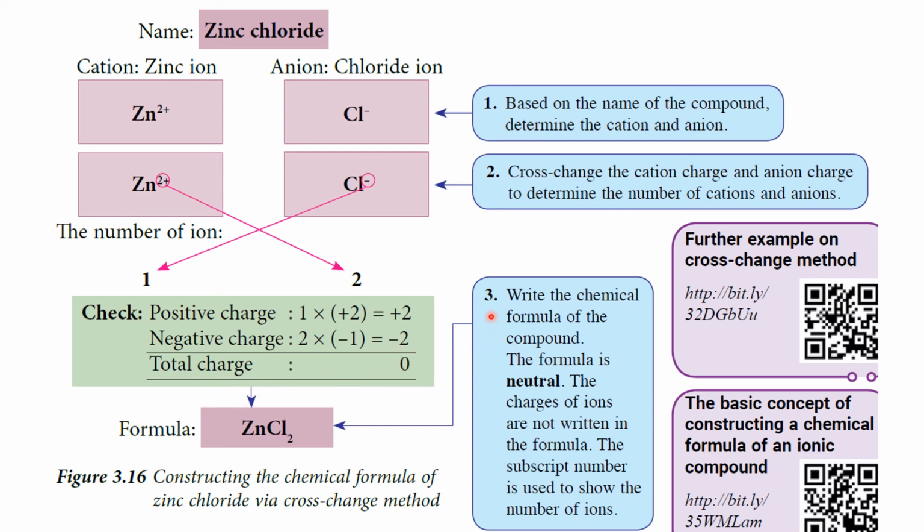Okay, we look at step number 3. Write the chemical formula of the compound. The formula is neutral, so no charge is written. The charges of ions are not written in the formula. The subscript number is used to show the number of ions. So we write Zn, and then Cl2. The subscript 2 shows the number of chloride ions, so Cl2, what does 2 mean? It comes from the 2+ there. So this is the example of constructing the chemical formula of zinc chloride through the cross-change method. You can look for other examples.